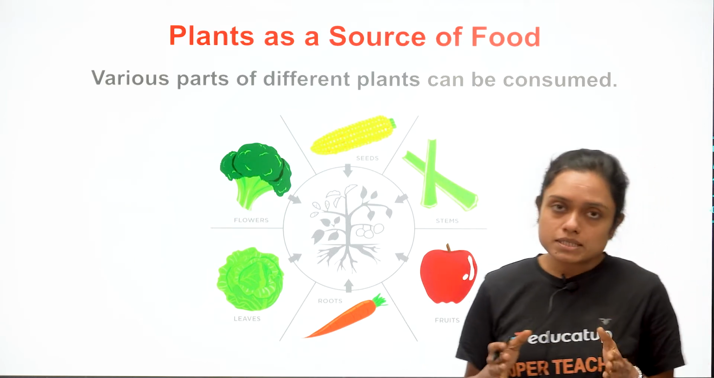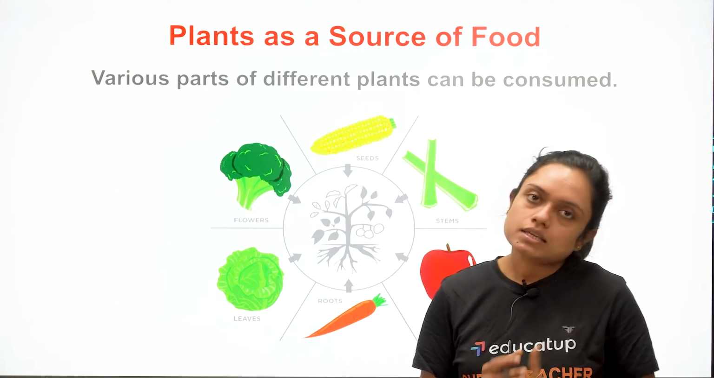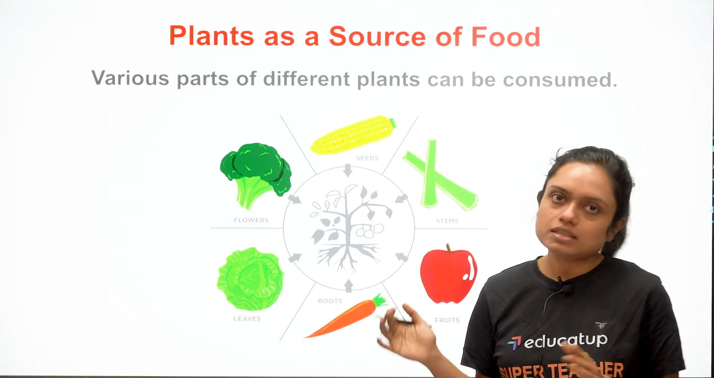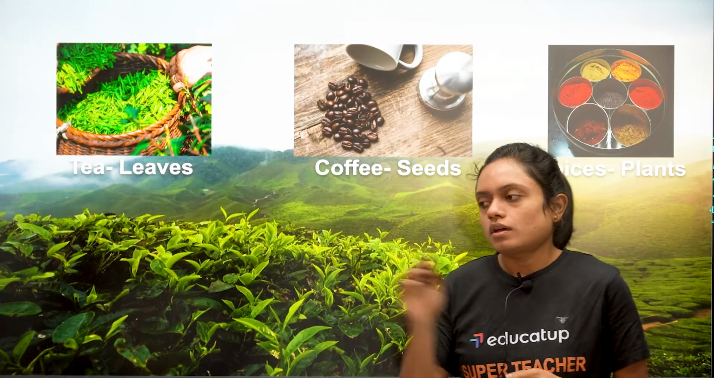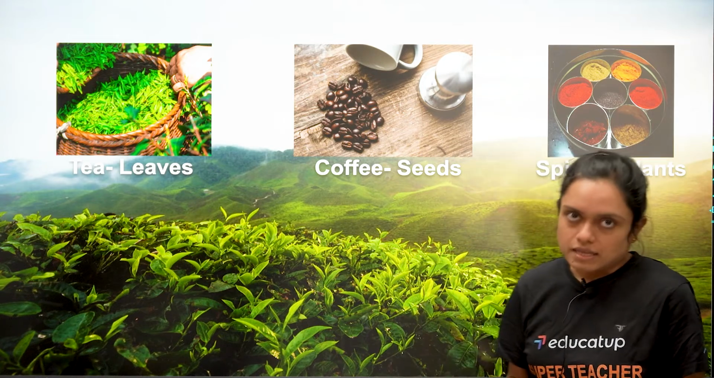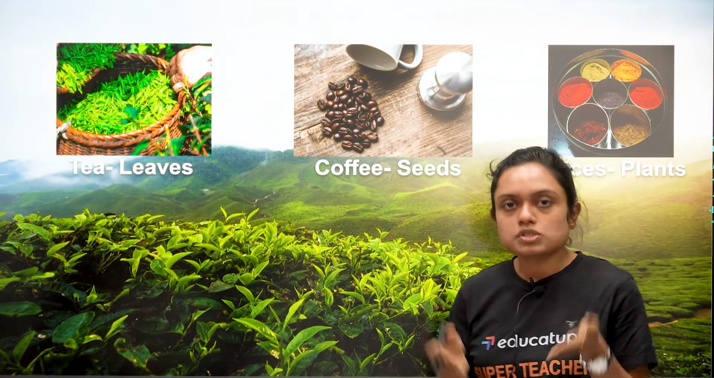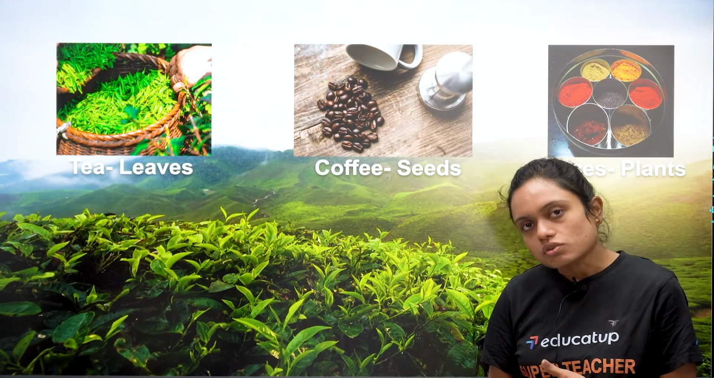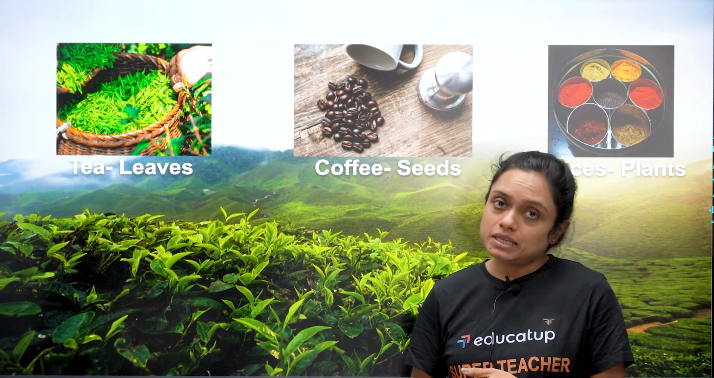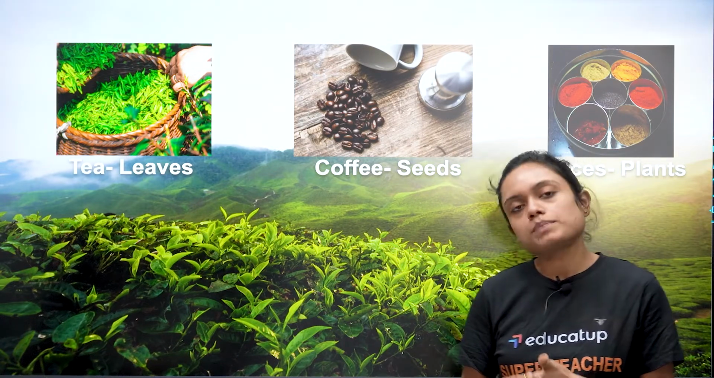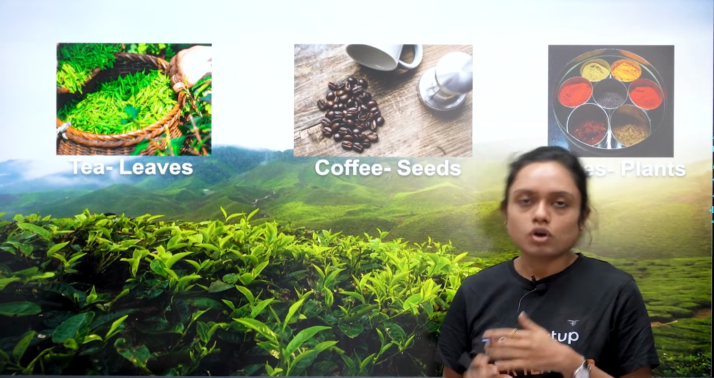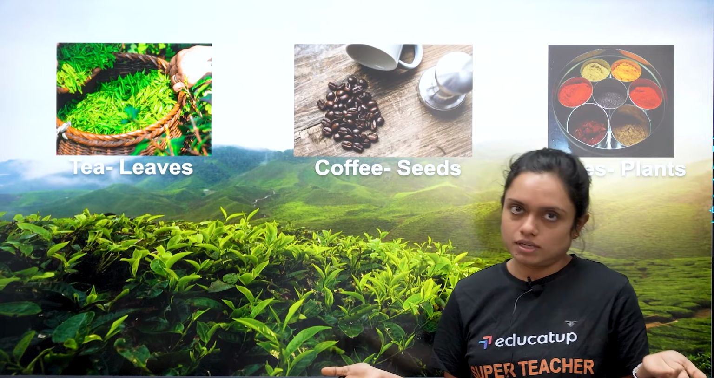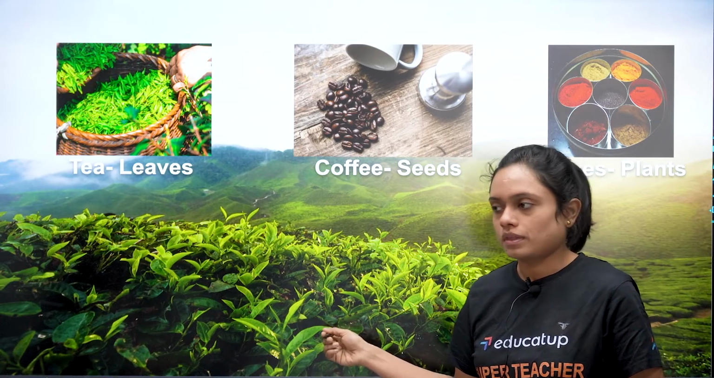So, the basic thing is that we decide which part contains the maximum nutrients and which part is easily digestible in our body, and we eat that part. Even tea leaves, chai ki patti, because we get tea from the leaves, which is again a plant source. In case of coffee also, we extract coffee from the beans, which are actually the seeds, again a plant source. And all the spices we always get from plants. So plants are almost providing us with all our ingredients for making any eatable dish.